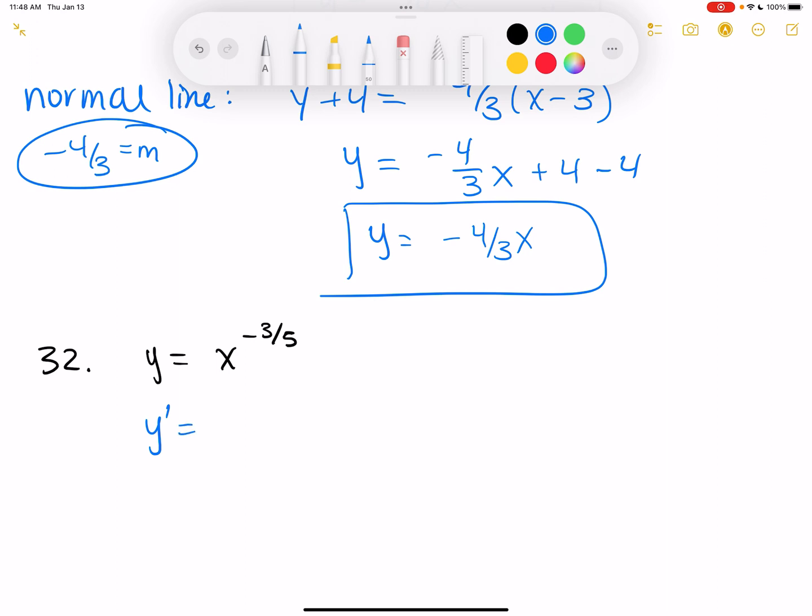It's equal to whatever the derivative of this side is. So what would that be? What do you normally do with the exponent? Where does it go? In the front. So negative 3/5 x, and then what do you normally do with the exponent after you've taken the derivative? Negative 8/5. Yep. That's it.